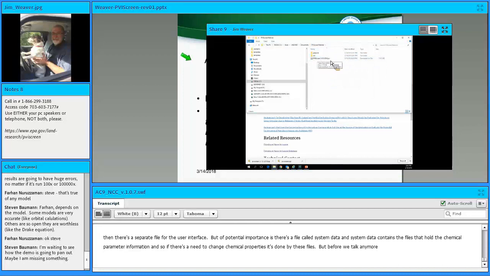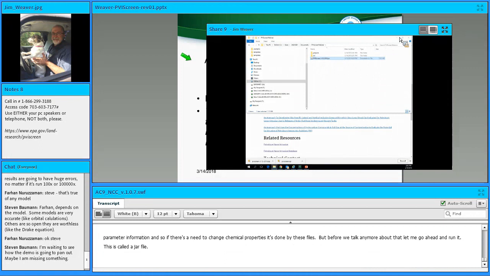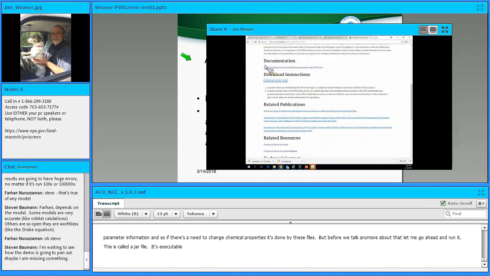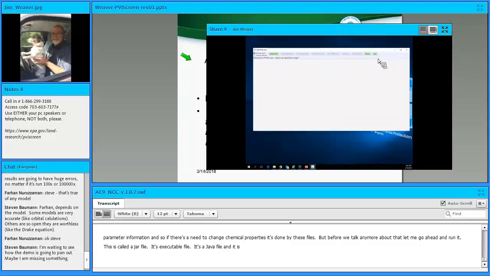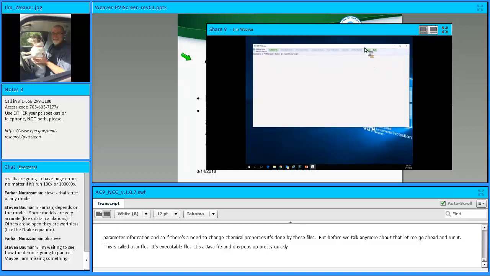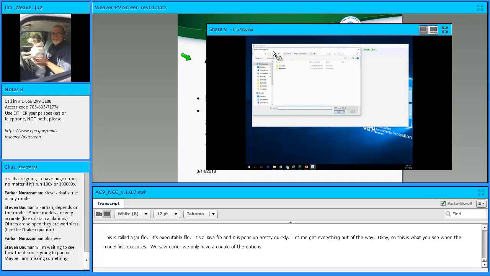This is called a jar file. It's an executable file. It's a Java file, and it pops up pretty quickly. You get everything out of the way. Okay, so this is what you see when the model first executes. We saw earlier we only have a couple of the options available. Selecting file is the one that's going to be most useful.